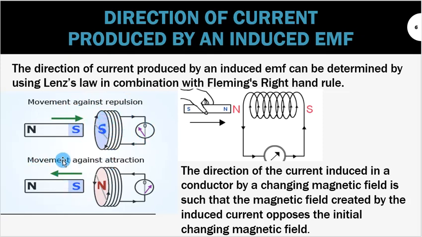Here, movement of the magnet is against attraction. When you withdraw it, if a north pole develops here and the south pole is here, these two are supposed to attract, but instead that's when the magnet is being taken away. So this movement is against attraction.